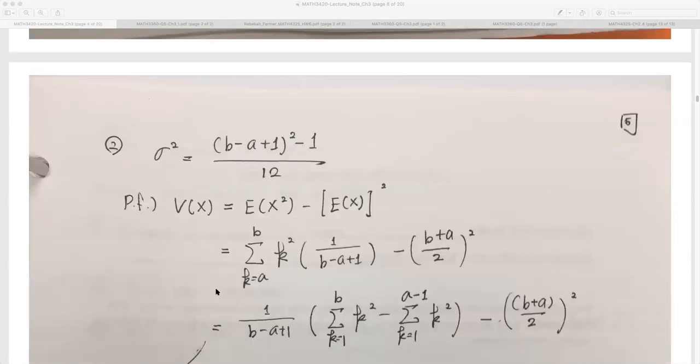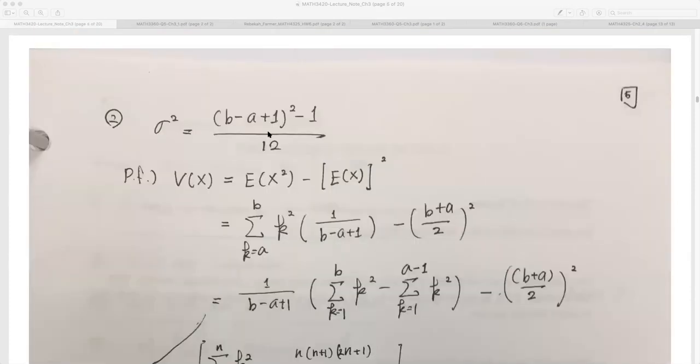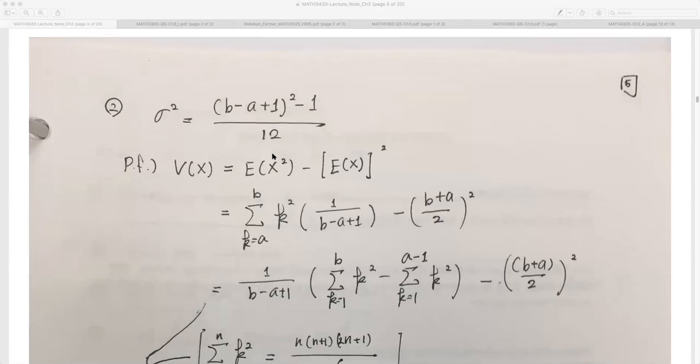Now, what about the variance? The variance sigma squared: we start from the definition of the variance, which is E of X squared minus (E of X) squared. E of X is mu, the expected value, so mu squared. Please remember this, because you're going to use it a lot. Please memorize the definition of expected value and the definition of variance. E of X squared is going to be this, and mu we just got, which is (b plus a) over 2, so (b plus a) over 2 squared right here.